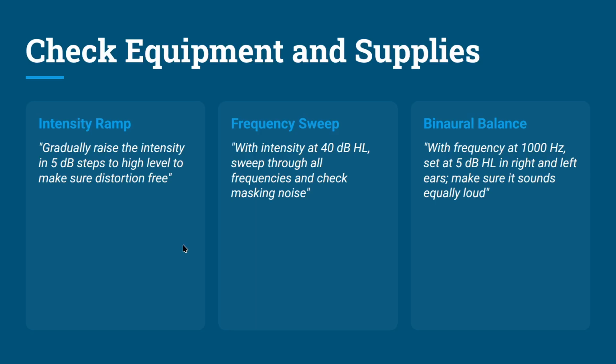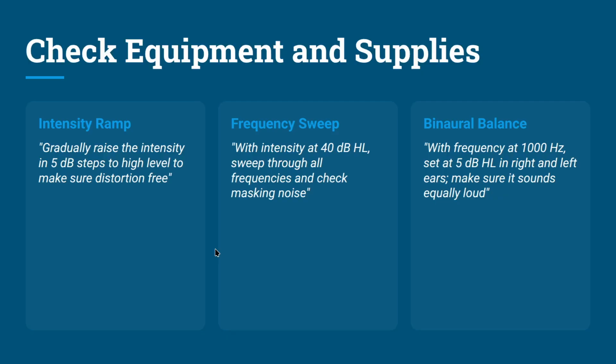So at that 40 dB HL, which is a comfortable volume level for an average normal hearing individual, you want to sweep through all the frequencies and check to make sure you don't have any distortion or crackling or anything out of the ordinary. You want to check your masking noise to make sure it sounds appropriate.